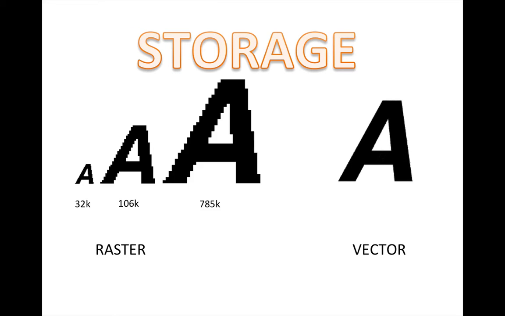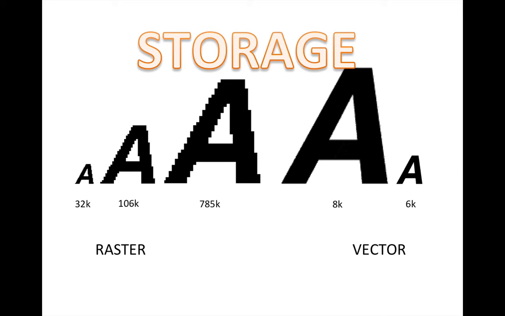Let's get an idea of how much space of memory it takes to store a rastered image. So here's the letter A in its varying sizes, and you'll see as it gets larger, it obviously takes up more storage space because there are more pixels being used for the image. White and black, we have to store all those.